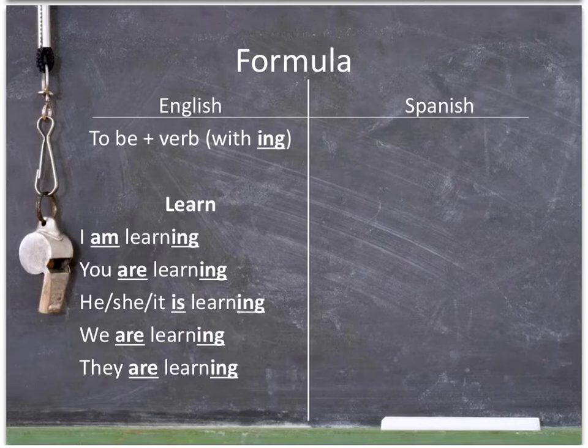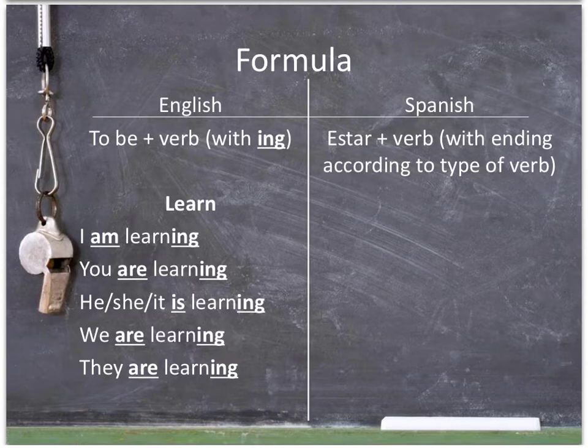So for the verb to learn, what I'll do is I'll use the forms of the verb to be. The forms are I am, you are, he is, she is, we are, they are. And then I just tack on ing to learn. And this is how you construct it in English. Of course, you're familiar with this already because you speak English. And the Spanish is very similar, which is why I make the point of showing you the English.